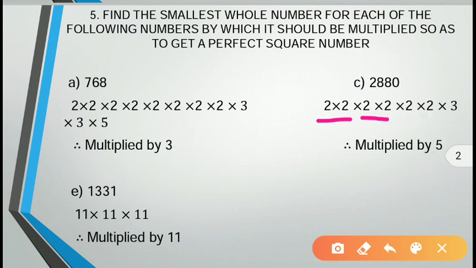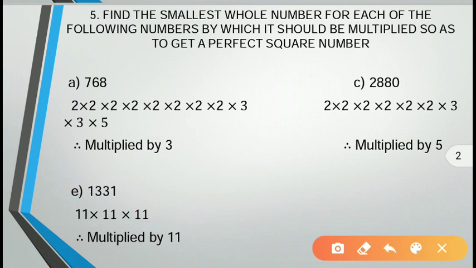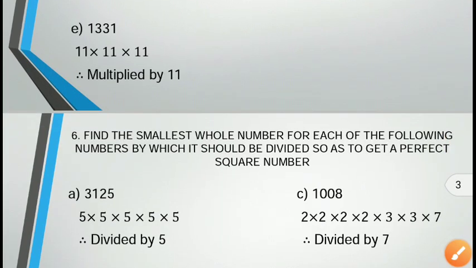Now the next question is 1331. The prime factorization is 11 into 11 into 11. So this is one pair and here 11 is alone. If you had one more 11, this would become a perfect square, but you do not have one more 11, so you need to multiply it by 11. This was your question number 5.